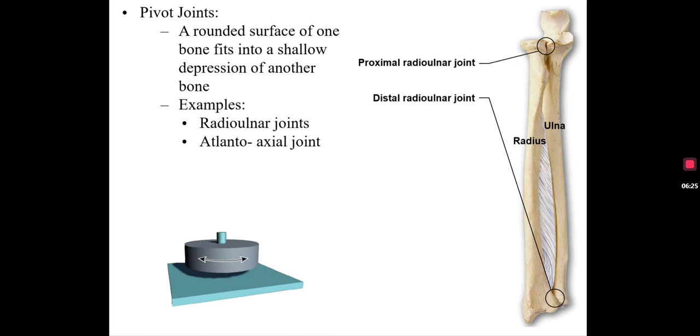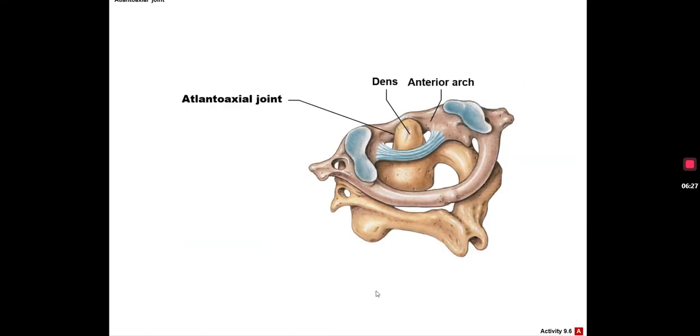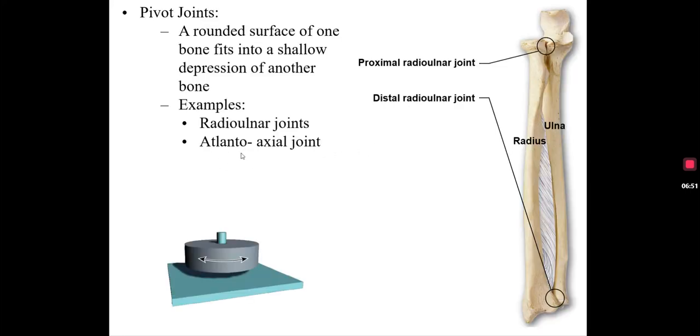Another good example that we studied is the joint between the atlas and the axis, right? This is known as the atlanto-axial joint. So we can see here, this is the dens, this is the anterior arch right here, and now the anterior arch will pivot on the dens as we rotate our head to the left, as we rotate our head to the right. So that was the second example I put over here, the atlanto-axial joint.